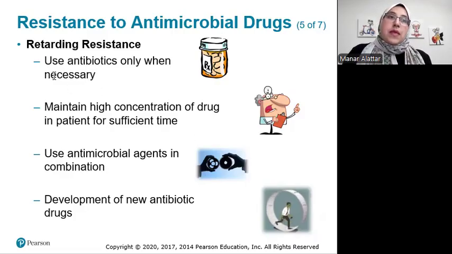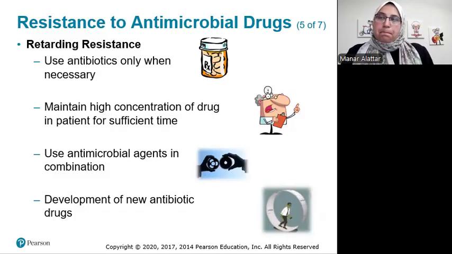So what are some of the things that we can do? Use antibiotics when necessary. In a clinical setting, that means use the appropriate antibiotics against the appropriate infections or diseases, and do not use them if the infection is a viral infection. Instead, use antivirals for that. Maintain the correct mix and concentration of antibiotics within the patient for the correct amount of time. Now, this sometimes is in the hands of the patient, sometimes isn't.